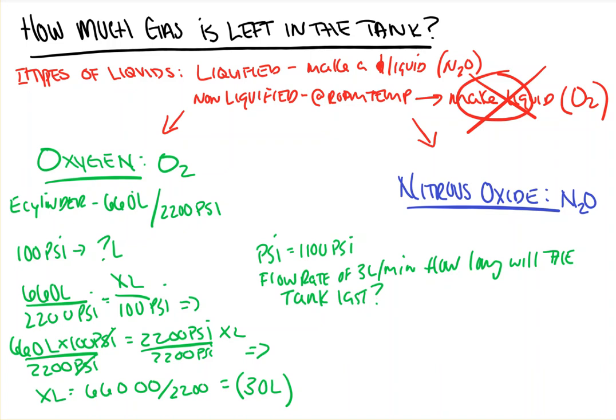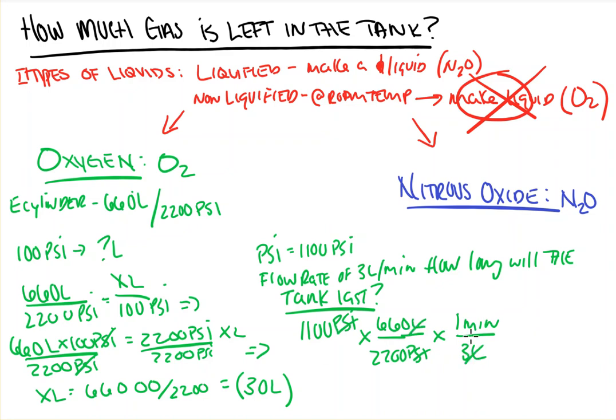That's also going to be another kind of question that's going to come up in your exams. Again, we're going to use our dimensional analysis skills and say that we have 1100 psi. Then we'll use our conversion factor, times 2200 psi on the bottom, 660 liters at the top. And then another conversion factor, because we said that we're running this at 3 liters every 1 minute. So just like before, our PSIs are going to cancel, our liters are going to cancel, and this leaves us with minutes as our unit.